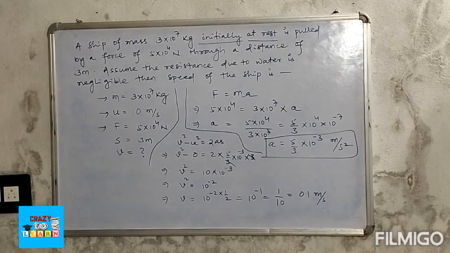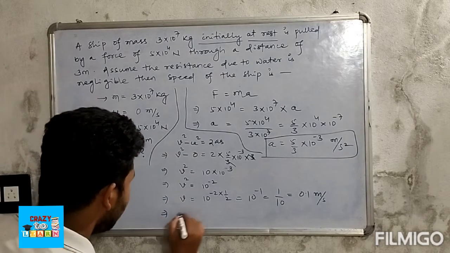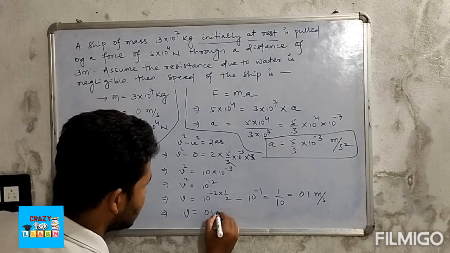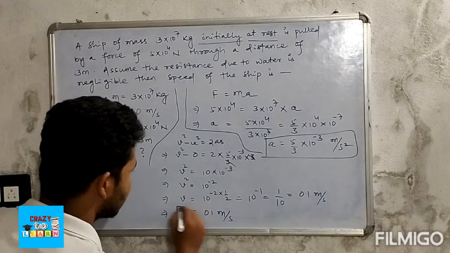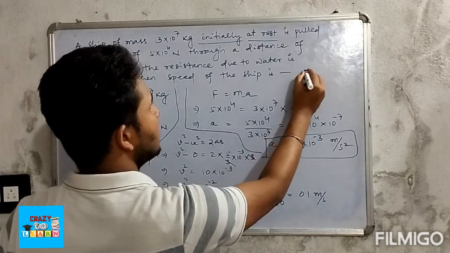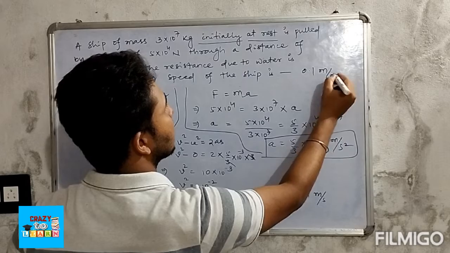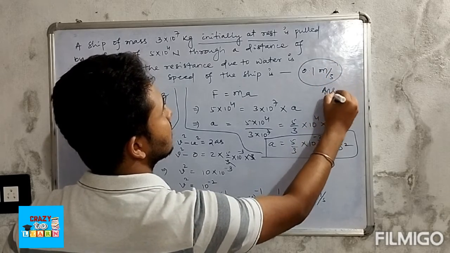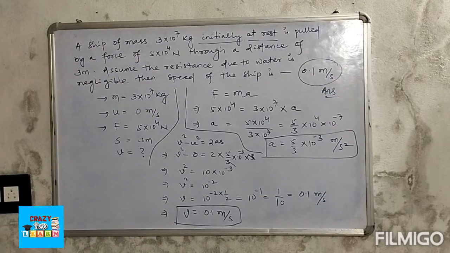Okay, 1 by 10 is equal to 0.1 meter per second. Okay, clear? So what is the final velocity we are getting here? The final velocity V is equal to 0.1 meter per second, which is your answer. So what is the speed of the ship? The speed of the ship is 0.1 meter per second. This is your answer. Clear?